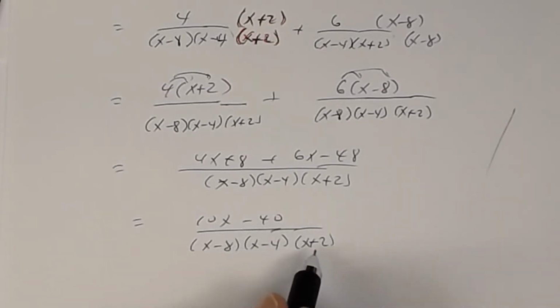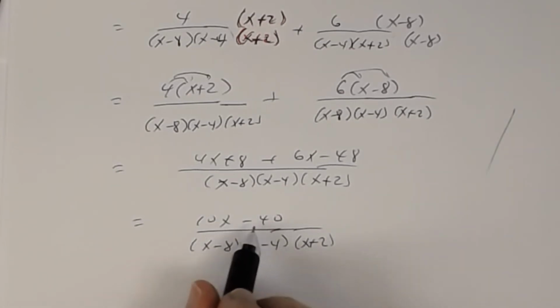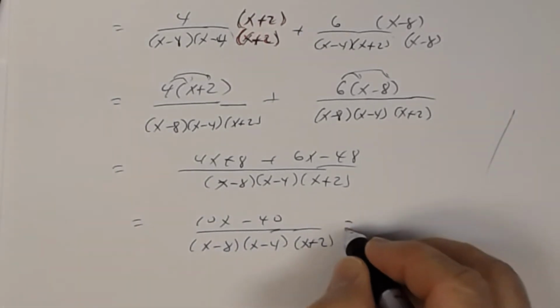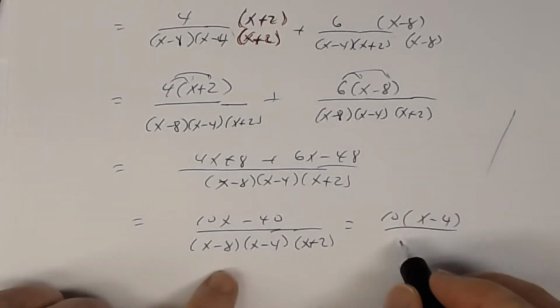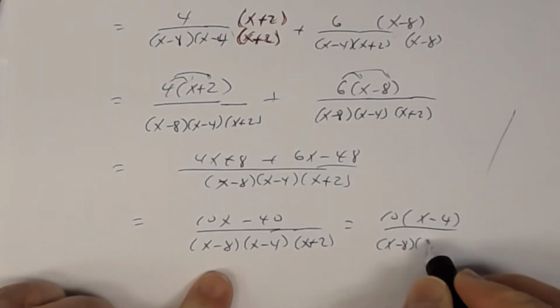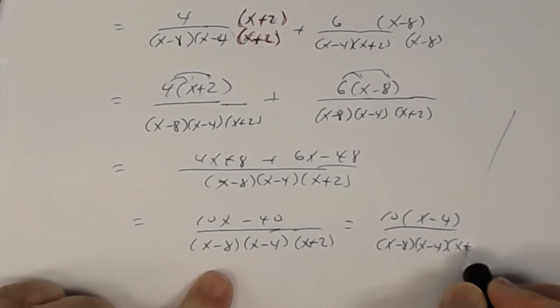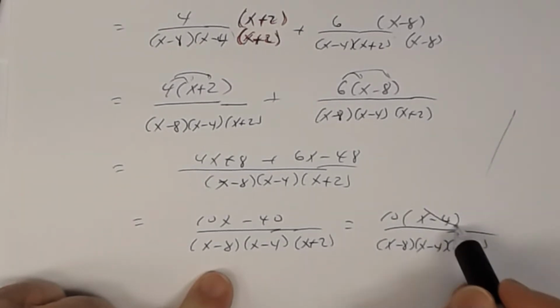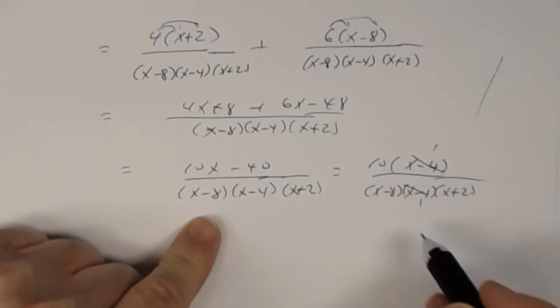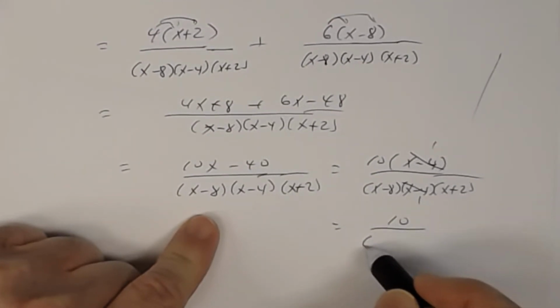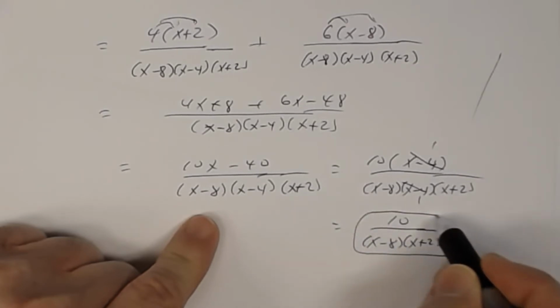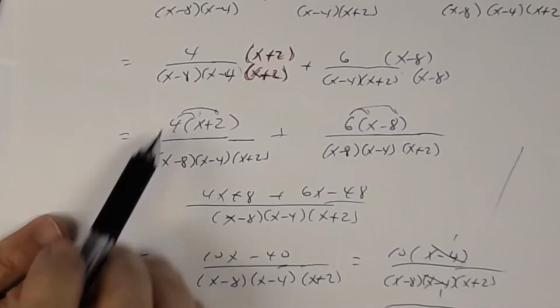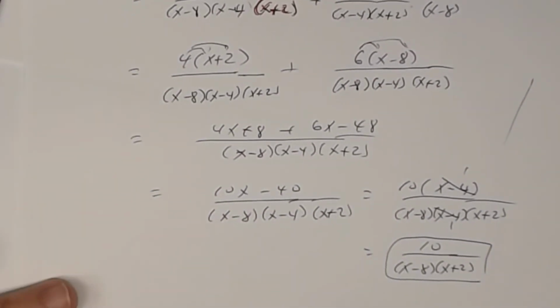So the denominator is already factored. The numerator is not, because I can factor out a 10. When I factor out a 10, I get 10 times x minus 4 divided by x minus 8, x minus 4, x plus 2. And now you'll notice that the x minus 4's divide out, and you get 10 divided by x minus 8 times x plus 2. And that's your answer. Okay? So there's your work. That was your work, and there's the answer.